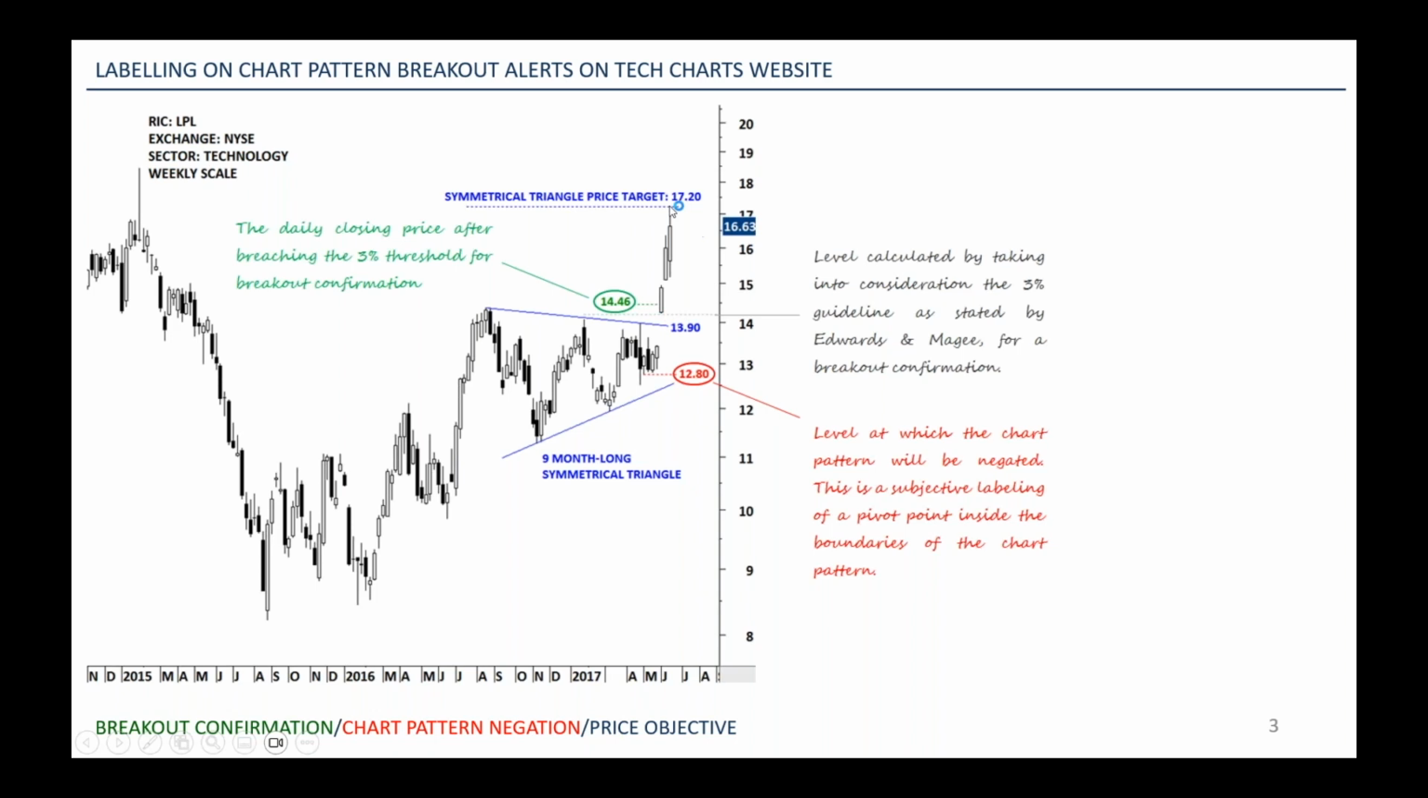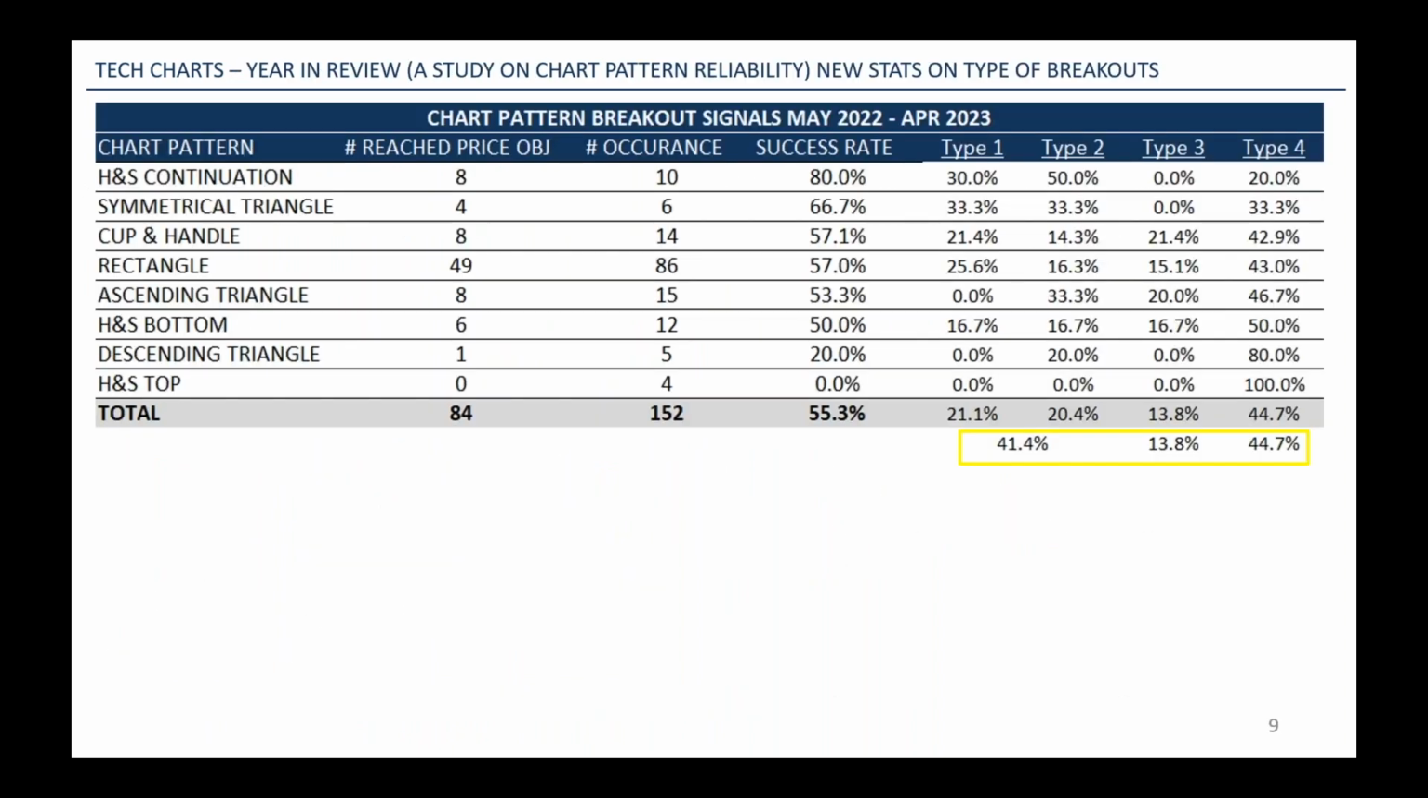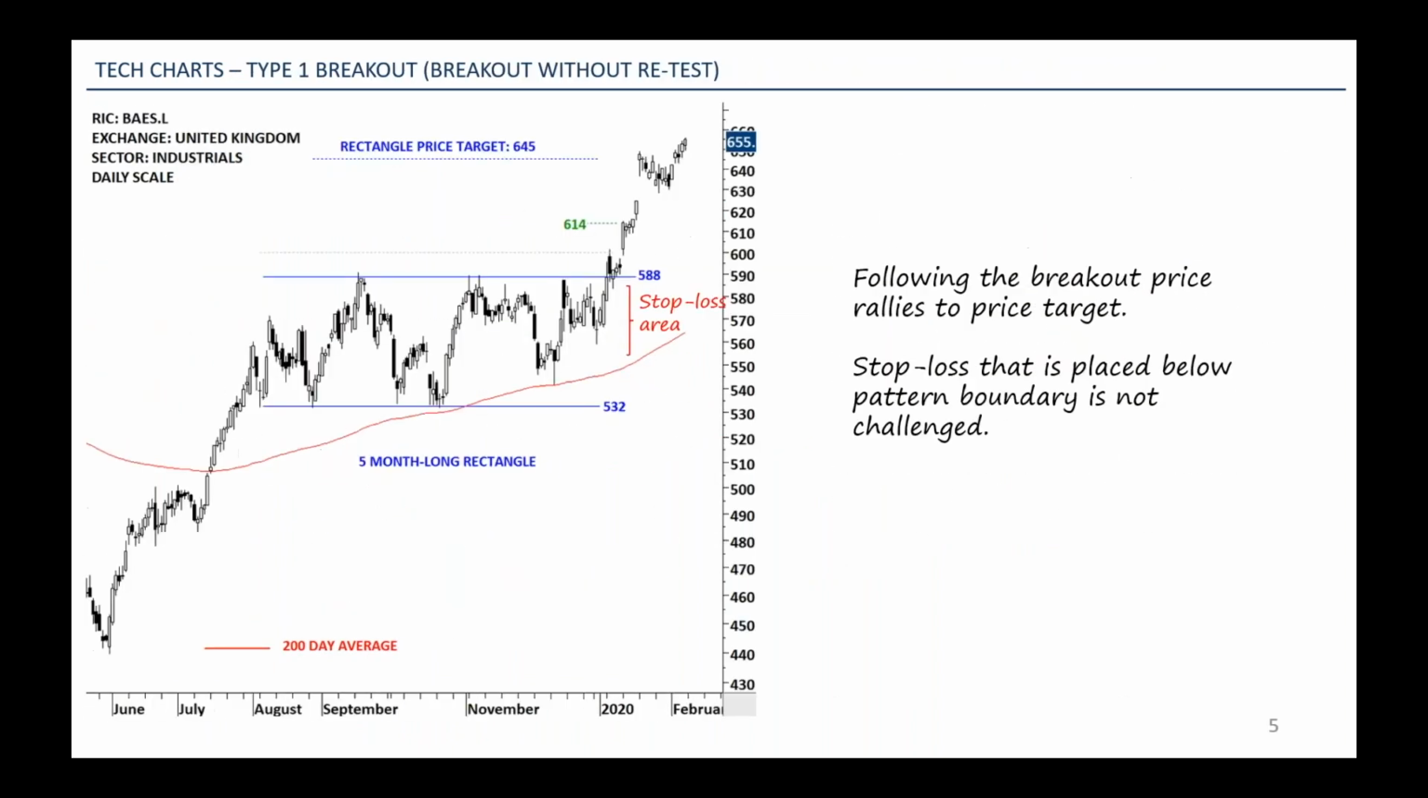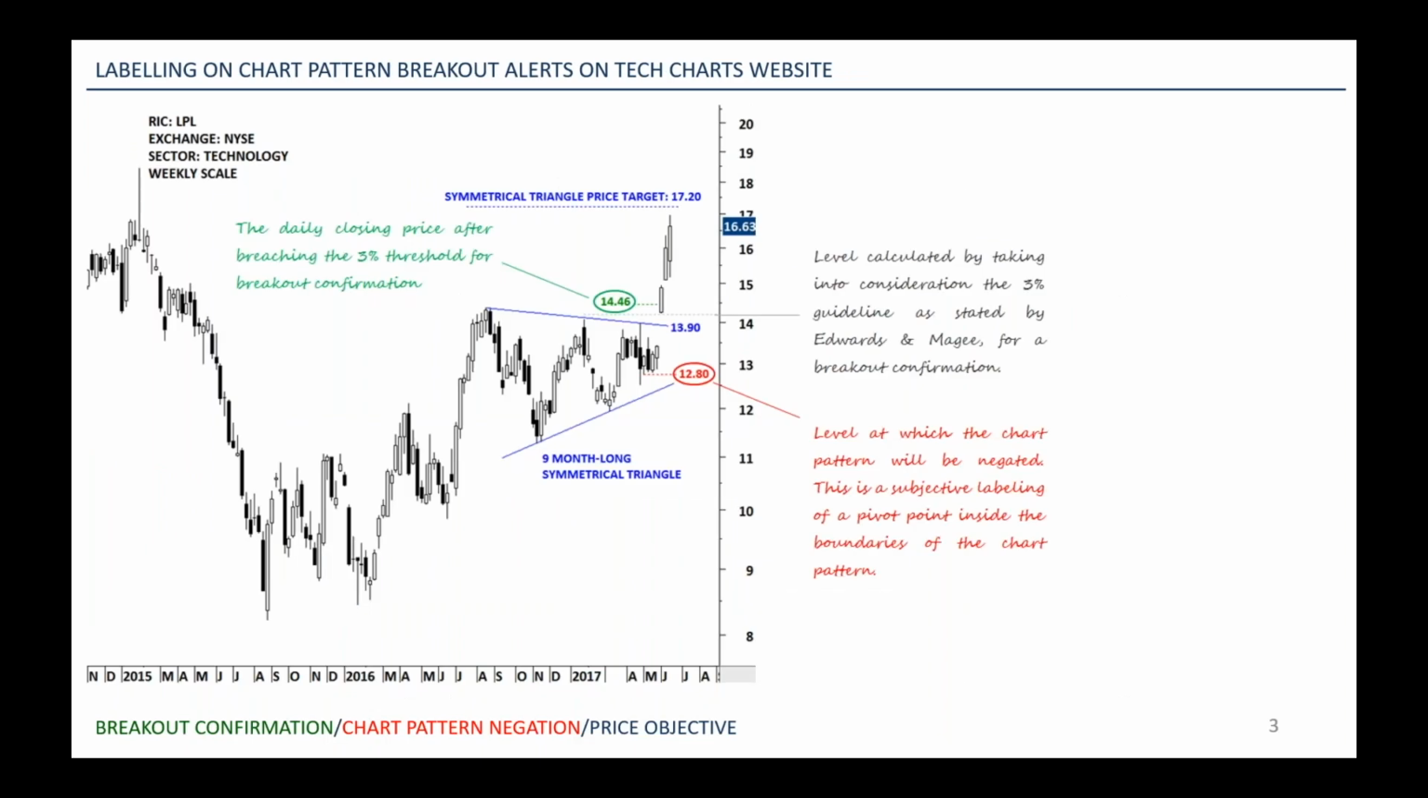Now, this would be considered a type 1 breakout with its strong breakout without pullback. So here, the minute that you enter and you place your stop loss right below the pattern boundary, you have easily 1 to 2 and 1 to 3 upside potential all the way to the price target. So given the last 1 year's numbers with 41 point something percent, what was it? Let's go and have a look at, to be precise, 41.4%. So that's your subset of the successful breakouts that didn't even challenge the chart pattern boundary.